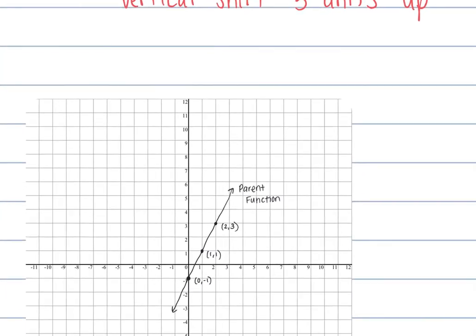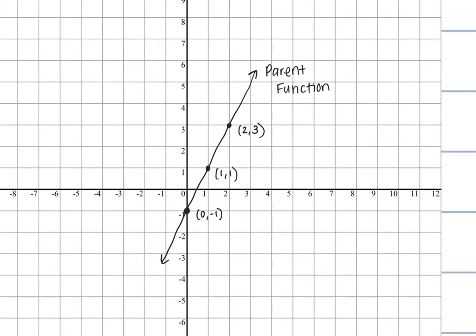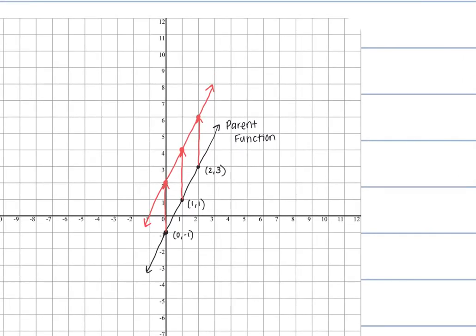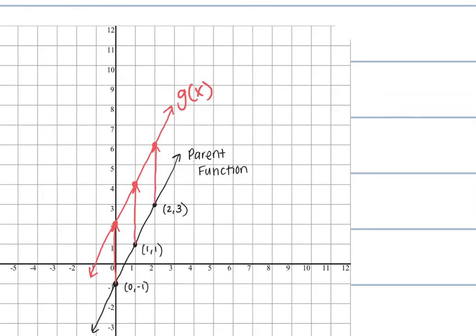So look how we do it. Every single point, we're just going to move it 3 units above the previous point. So take 2, 3, move it 3 units up. Take 1, 1, move it 3 units up. Take 0, -1, move it 3 units up. And then put different points at each of these. And then you're just going to draw a line that goes through all of those. This is what we call our transformation. G of x equals f of x plus 3.